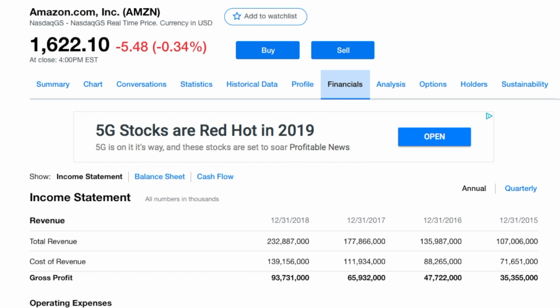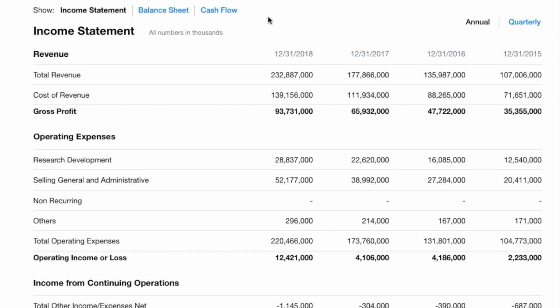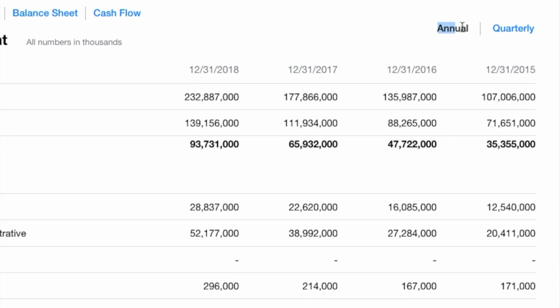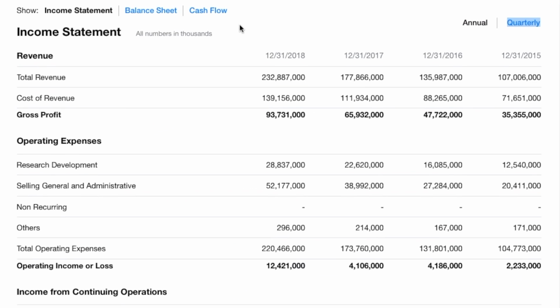For a moment, imagine that you wanted to buy shares in a company like Amazon. You were thinking about it, but you wanted to see if the company was still bringing in good revenue. How would you determine that? First, you go to the income statement of Amazon, and under that income statement, you'd probably look at the annual report. See, there's annual and there's quarterly. So you'd probably start off by looking at the annual.